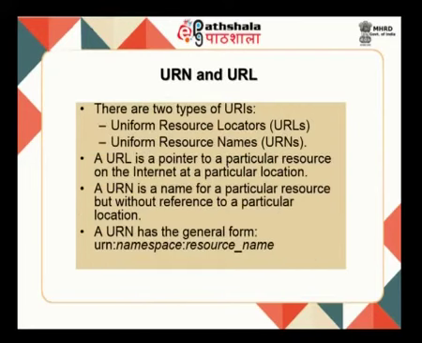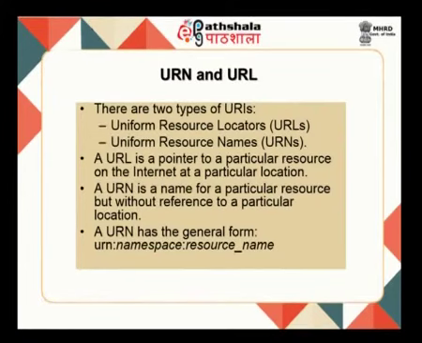Now, URN and URL are the two types of URIs. URIs are for finding out a resource on the web, and there are two kinds of URIs, URN and URL. URN is called a uniform resource name, and URL is called a uniform resource locator. A URL is a pointer to a particular resource on the internet at a particular location, whereas a URN is the name of the particular resource, but without reference to a particular location. A URN has a general form like this: urn colon namespace colon and a resource name. So, URN is to identify a particular resource, but without specifying a location.